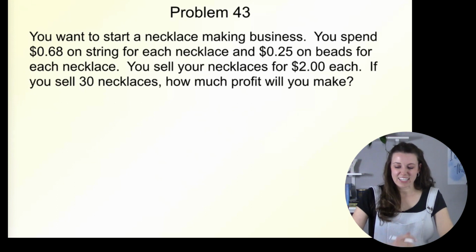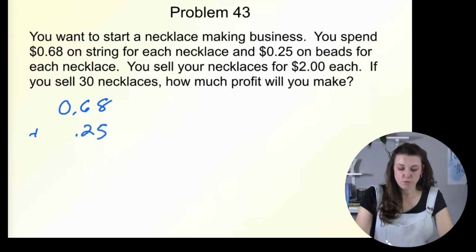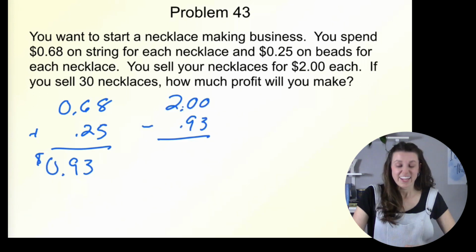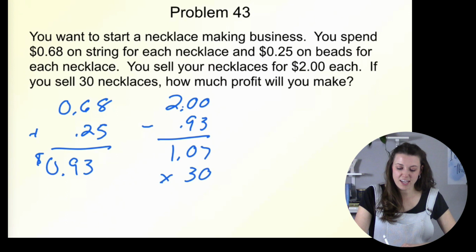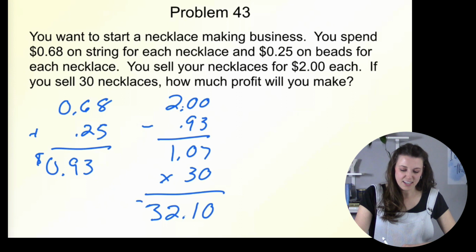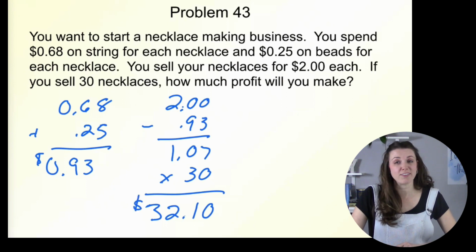Okay, so let's see here. So first thing we have to do is add 68 cents for the string plus the 25 cents for the beads, and the total cost is 93 cents. So $2 minus 93 cents is $1.07. But it doesn't want to know how much per necklace. It wants to know how much profit total. So we're going to times that by 30, and we get $32.10. Again, it seems like a lot of work for not much, but if you're just starting out, what can I say?